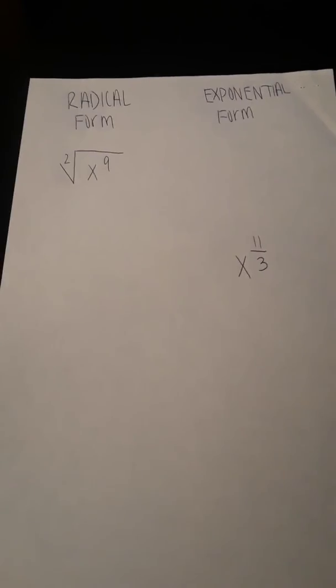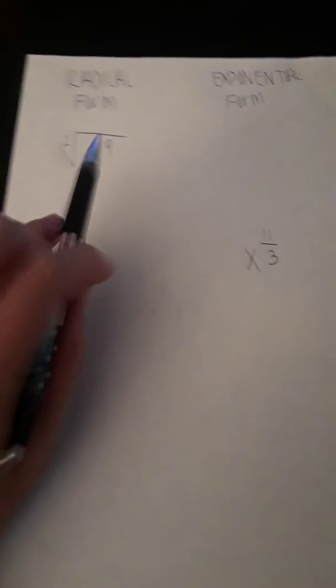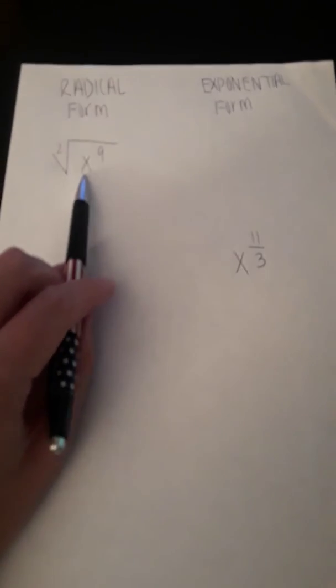So if I'm going to write that in exponential form, I'm going to take my base, that's the x, or again it could be anything from a number to any other variable. That's going to also be my base when it's written in exponential form.